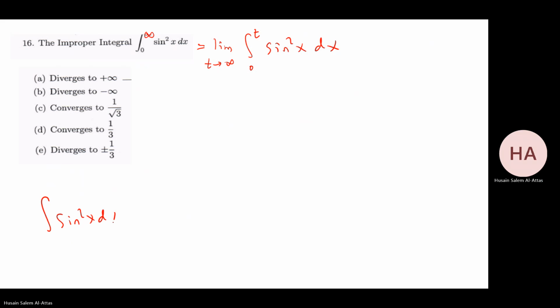What to do with this? It's 0 to infinity. This is infinity, so my concern is about infinity. Limit t goes to infinity, integral 0 to t of sine square x dx. What to find this integral? Sine square x dx.